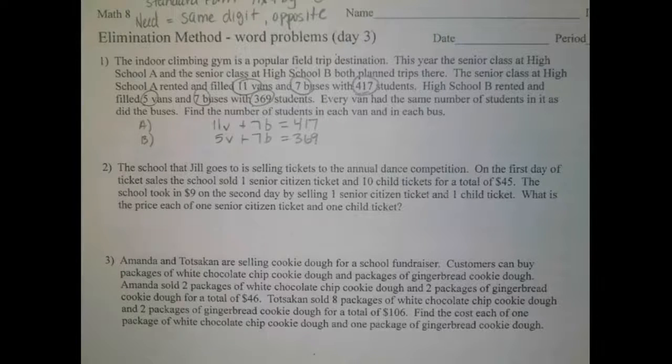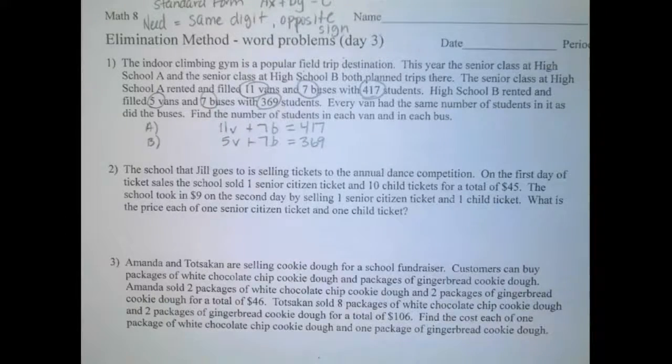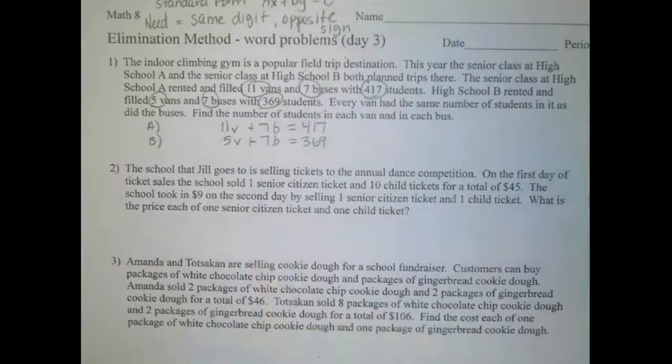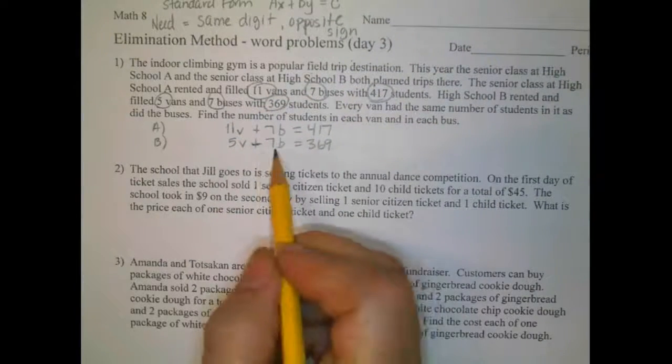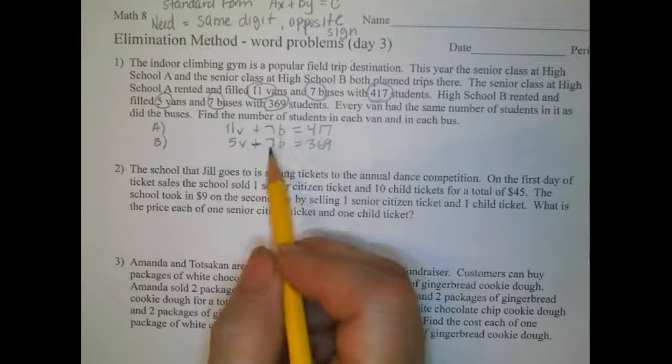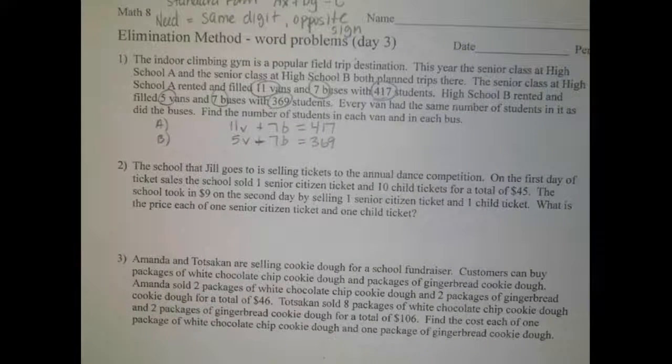So what are my two criteria? What do I need to use elimination method successfully? What are my two criteria? Oh, look at it, I didn't write sign. Same digit, opposite sign. Okay? Which one will I be able to eliminate the easiest? Vans or buses? My buses, right? But they're same digit, but not opposite signs. So what do I need to do? What did we do yesterday to make that? Multiply it by a -1, right?